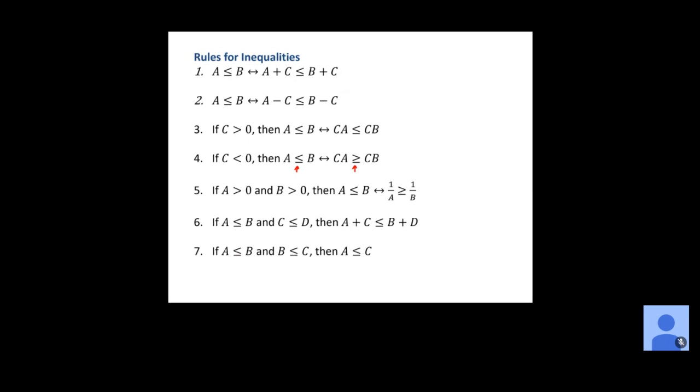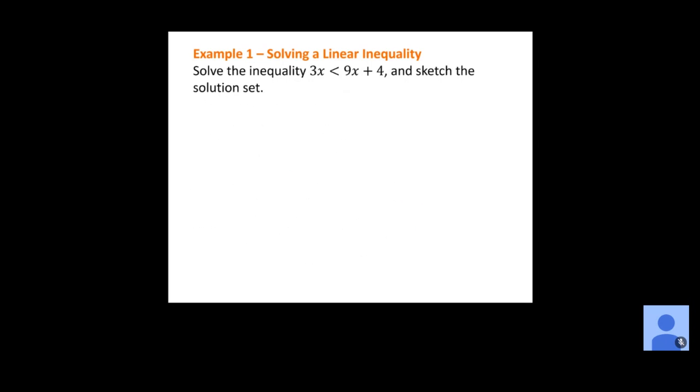All right, so now we're going to use some of these properties to help us solve some inequalities. Our first one we've got here is 3x is less than 9x plus 4, and we want to solve that, and it asks us to sketch the solution set. So first thing we're going to do is try to get all the variables together, just like we did when we were looking at equations. I'm going to take the 9x here. Since it's a positive, I'm going to subtract 9x on both sides, which is going to give us negative 6x less than positive 4.